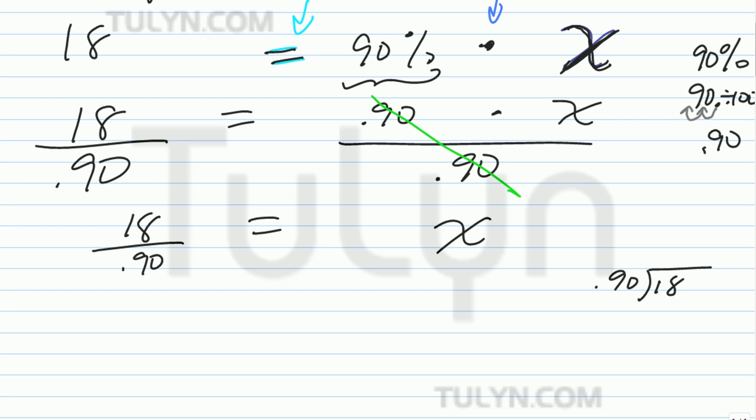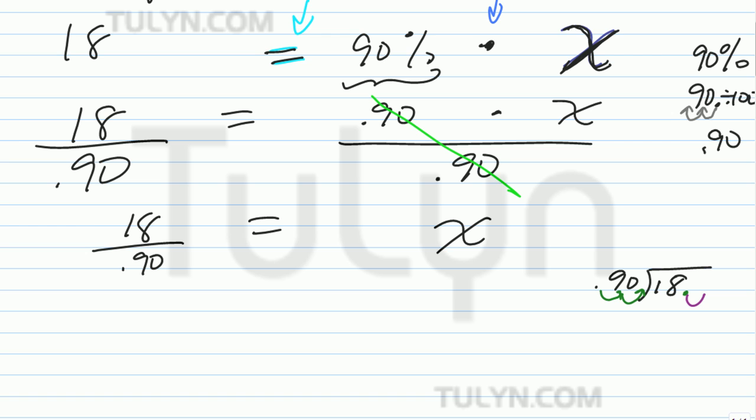Now make sure that your divisor is a whole number. So if you move the decimal over once, it's going to be 9.0. That's not a whole number. Move it over twice, it's going to be 90. Now, being that 18 is a whole number, there's going to be a decimal point in the back. So place the decimal point right there, and then go ahead and shift it over 2 spots.